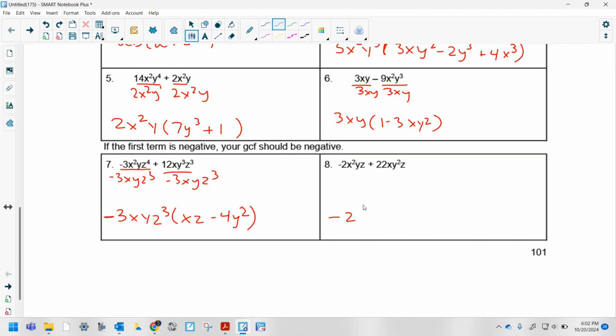Negative 2 is our GCF of the numbers. x squared and x, that's an x. y and y squared, that's a y. z and z, that's a z. Start your parentheses. All right, negative 2's will cross out. x squared and x is just going to be x. y's cross out, z's cross out. This is 22 divided by negative 2. That's going to be a negative 11. x's cross out. y's cross, oh no, y's don't cross out. y squared minus y to the first is just y, and the z's cross out.